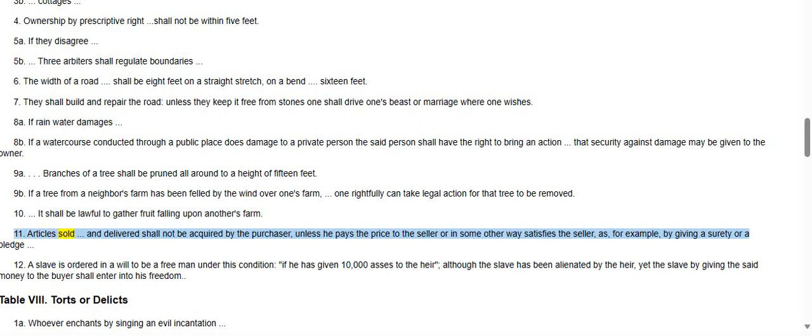11. Articles sold and delivered shall not be acquired by the purchaser, unless he pays the price to the seller or in some other way satisfies the seller, as, for example, by giving a surety or a pledge.